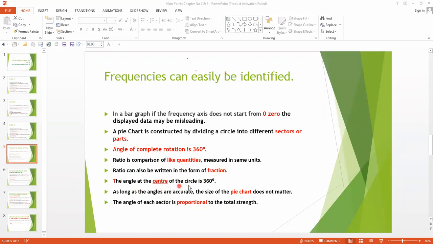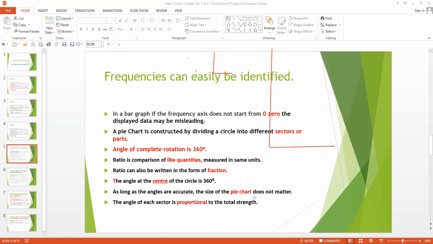The angle at the center of the circle is 360 degrees. As long as the angles are accurate, the size of the pie chart does not matter. The angle of each sector is proportional to the total strength. I think this point is clear. Look here. Suppose I have to draw a 90-degree angle. If I have to draw a 90-degree angle, this one is a 90-degree angle. Again, it is also a 90-degree angle. Same here.